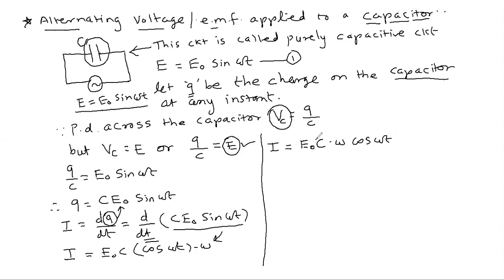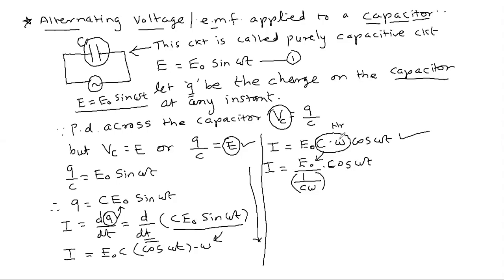Now one substitution I will make, or I can rearrange this term omega c or c omega, that is I is equal to E naught upon 1 upon c omega into cos of omega t. This is the important step in all this derivation. That means this c omega is at the numerator, therefore you can write 1 upon c omega. Ultimately it will come to the numerator and you will get this step. So I have rearranged this one.